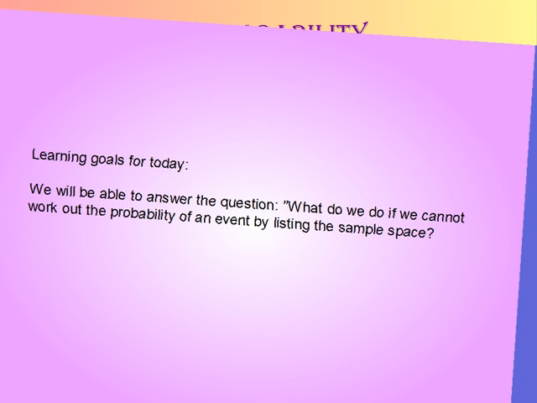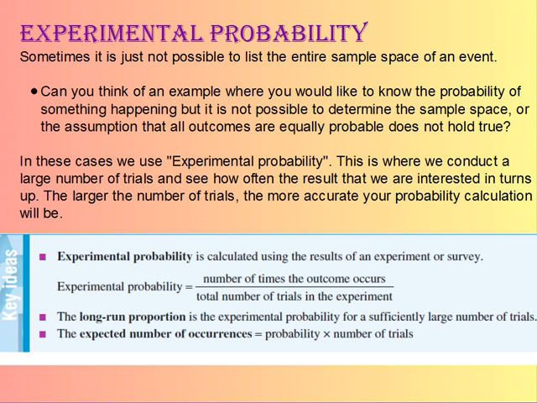So up until this point, we've calculated probability by looking at the size of a sample space, counting the number of things in the sample space, and then counting the number of things that we're interested in and dividing them by each other. But sometimes it's not possible to count the entire sample space, or sometimes it's not appropriate.